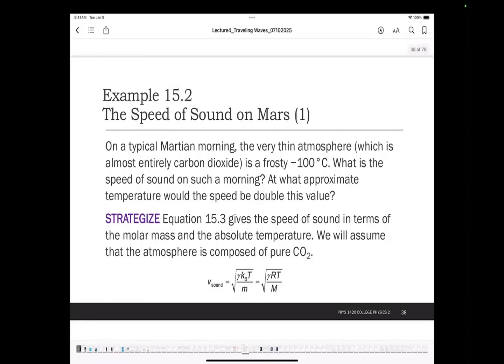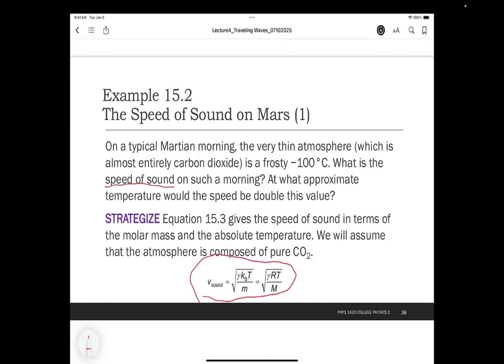Okay, here we notice the question asks the speed of sound, which means we need to use these equations. You can find this equation in the textbook, equation 50.3, and we just talked about this one. It gives the speed of sound in terms of the molar mass and the absolute temperature. We will assume that the atmosphere is composed of pure CO2. We just make an assumption, and then we can use this equation.